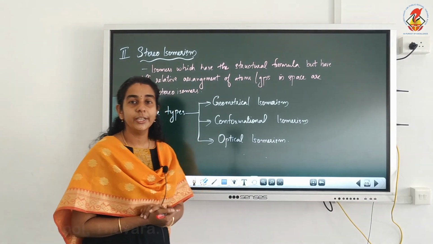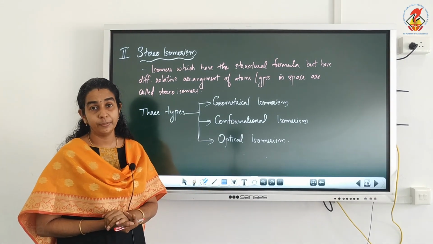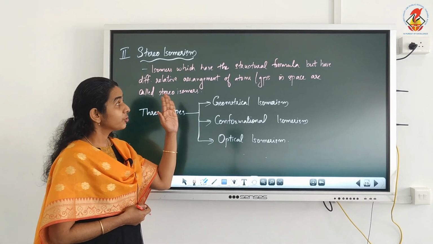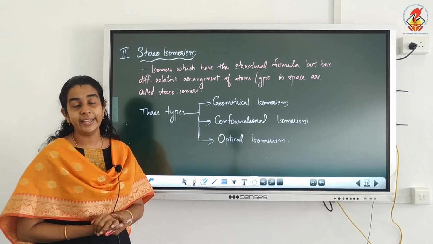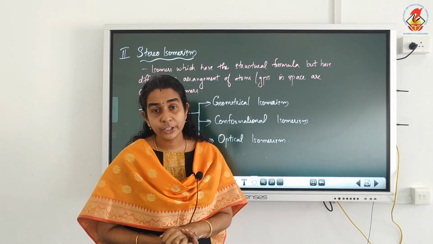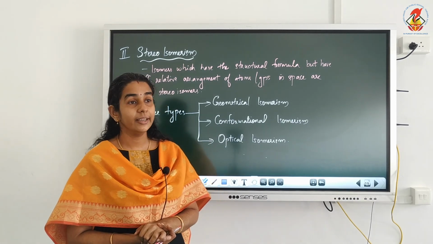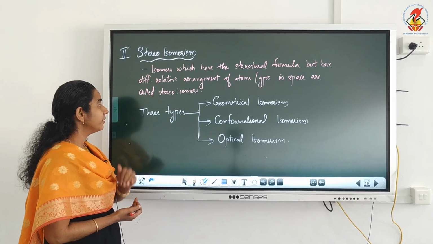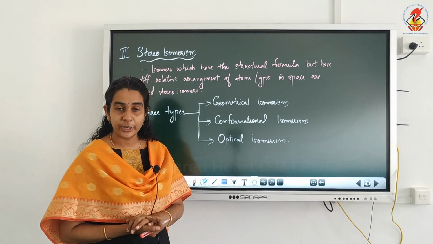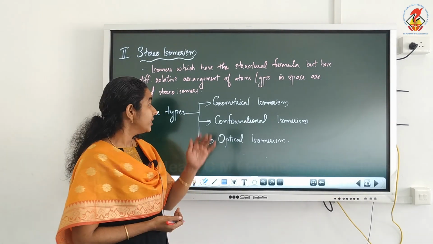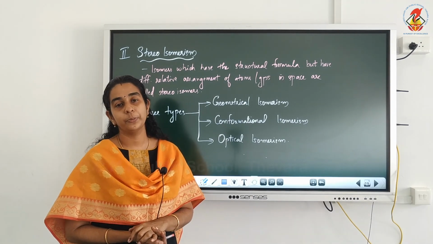Stereoisomerism means, as here also we can see 2 or more compounds with the same molecular formula and same structural formula, but they differ only in the 3D arrangement or the spatial arrangement of atoms or groups in the molecule. So here there are 3 types of stereoisomerism. The first one is geometrical isomerism, second one is conformational isomerism, and the last one is optical isomerism.